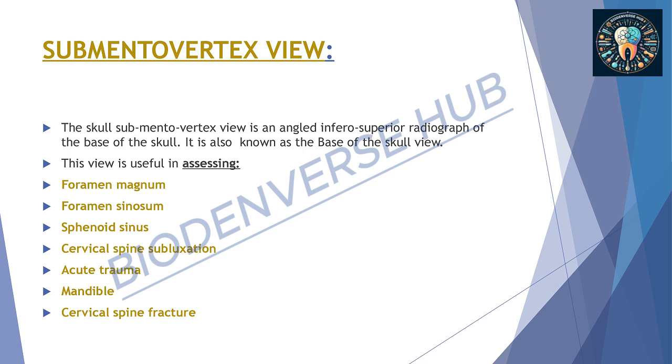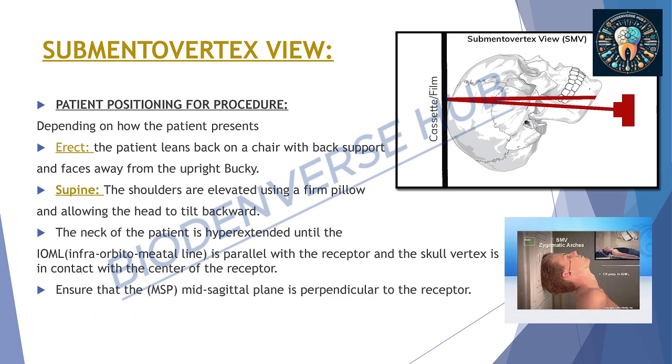Now we will be discussing another view, that is the submental vertex view. It is an inferior-superior angled radiograph of the base of the skull. The submental vertex view is useful in assessing the foramen magnum, foramen spinosum, the sphenoidal sinus, cervical spine subluxation, acute trauma, the mandible, and cervical spine fracture. The patient positioning for the procedure totally depends upon how the patient presents, and what the current condition of the patient is after the trauma.